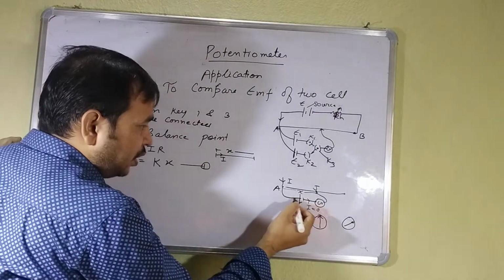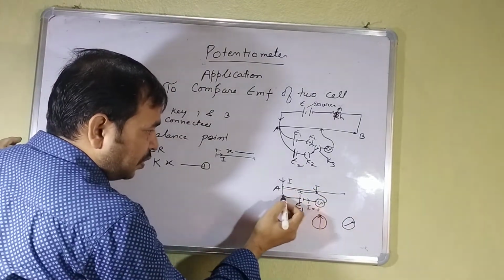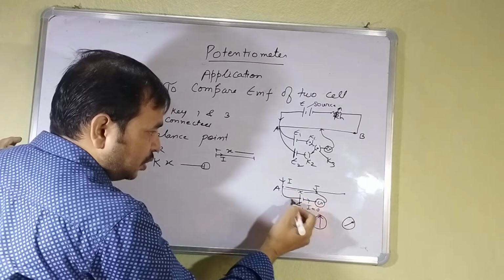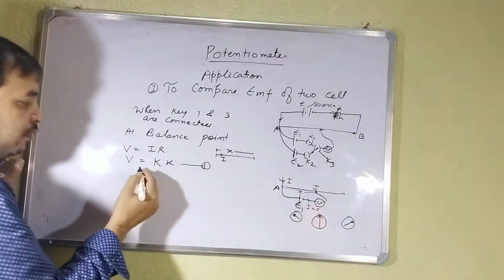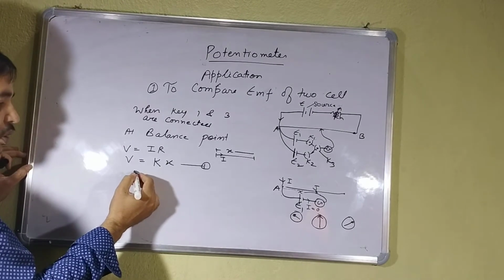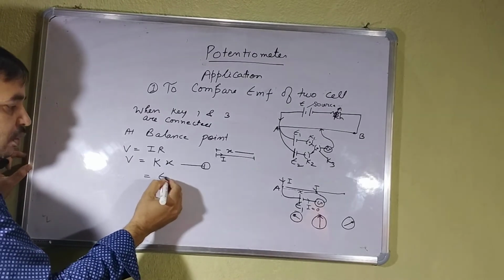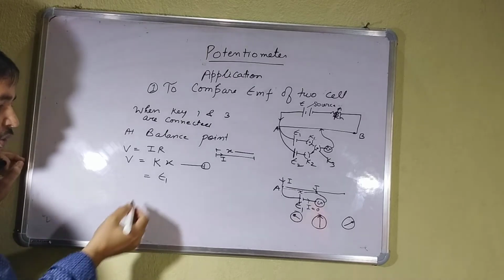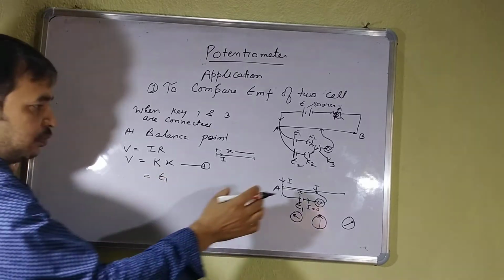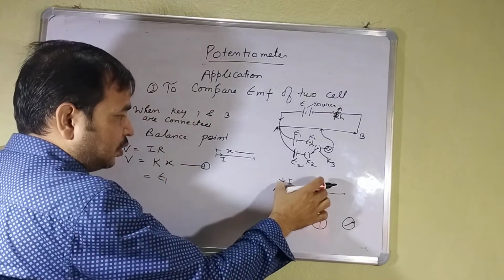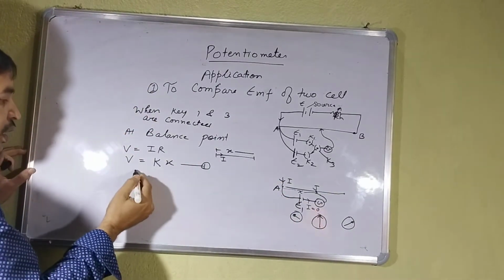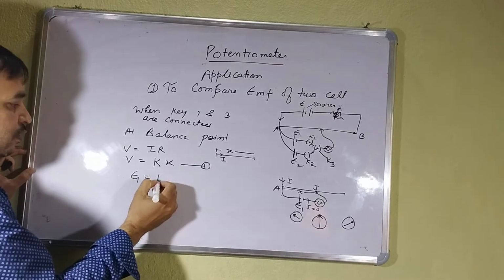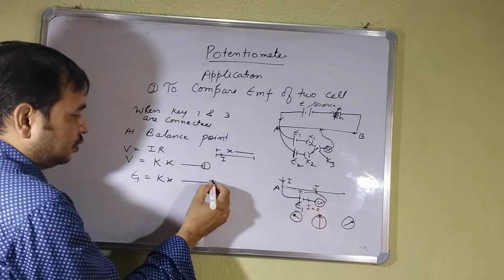And when now no current is flowing through this, means the potential difference between A and J through this path is EMF. So this is equal to EMF. Clear? So when these two are equal, means potential drop across the wire is equal to EMF, then what formula you will get? E1 is equal to K into X. Equation 2.